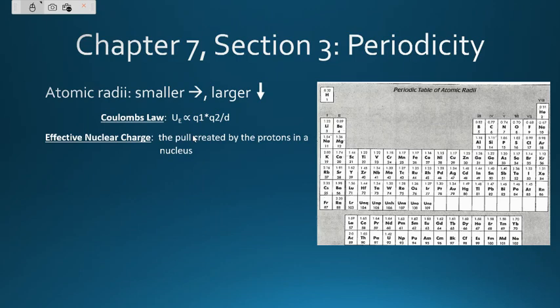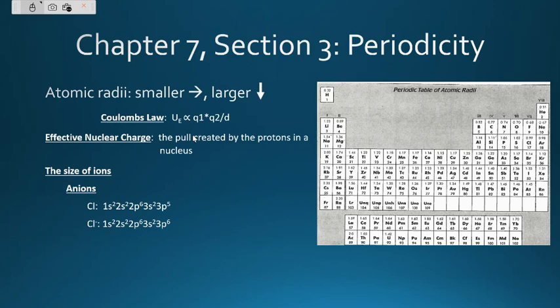We refer to that force as the effective nuclear charge, the pull created by the protons within that nucleus. Think about it: I used the phrase just a bit ago talking about a magnet. So if it's a larger Q, a larger force, that's going to be pulling it in, and the stronger the force, the smaller the atomic radius. If it's a weaker force, then all of a sudden that attracting force is less, and so the electrons go further out.